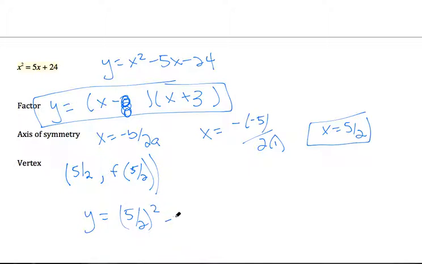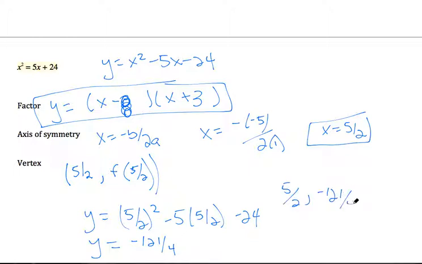5/2 squared minus 5 times 5/2 minus 24. When you solve this, and I'm leaving out some of the work with all of these fractions, negative 121 over 4 is the y value. So the vertex is 5/2, comma, negative 121 over 4. There you are.